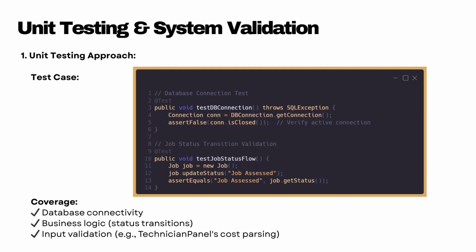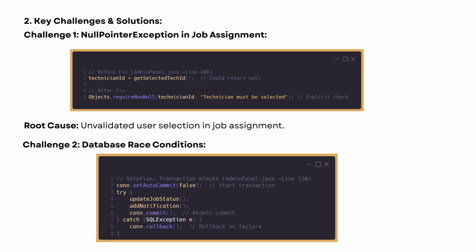Unit testing and system validity. We applied unit testing to validate database connectivity, business logic, and input parsing. As shown, we test connections and job status transitions using test methods. This ensures code behaves correctly even as the system evolves. Next, we have key challenges and their solutions. We faced two major issues during development.